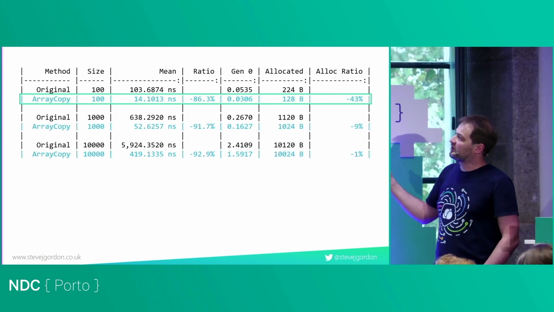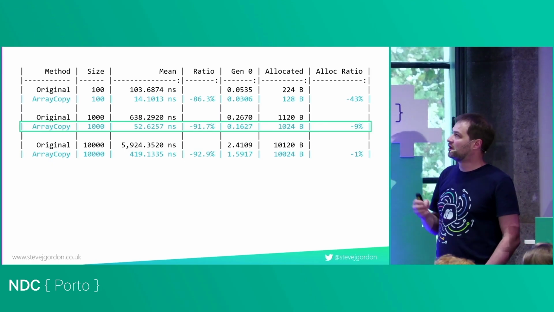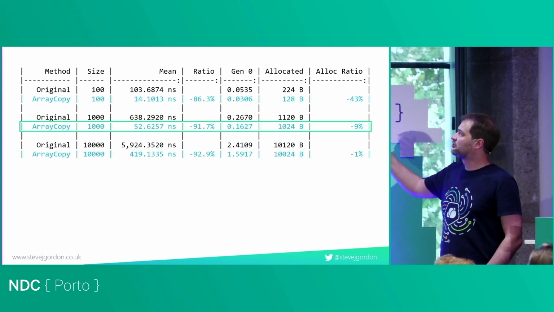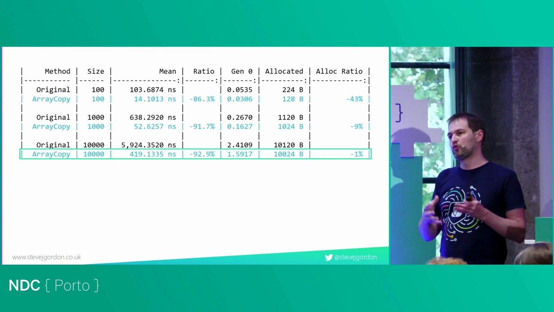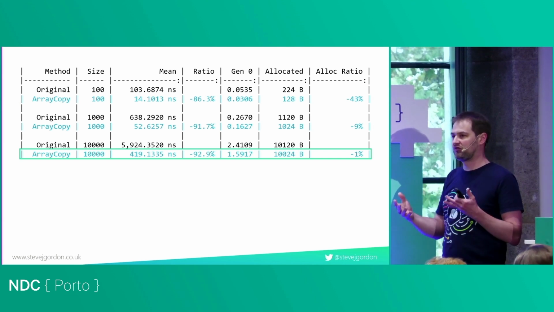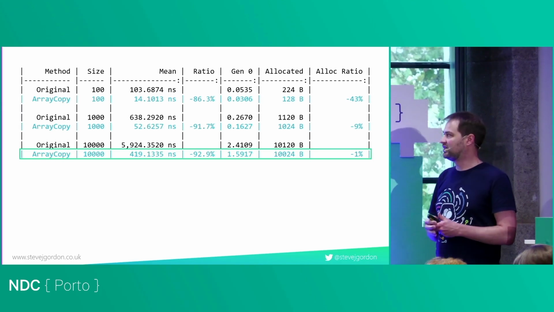The good thing is we've tested other sizes here, and we can see that while the execution time is still a good improvement, the allocation ratio is getting less and less valuable. That's because all we've done is remove the small 96 bytes of overhead of using that LINQ expression versus what we're doing with the array copy approach. But we're still creating a new array. We're still copying data in there.